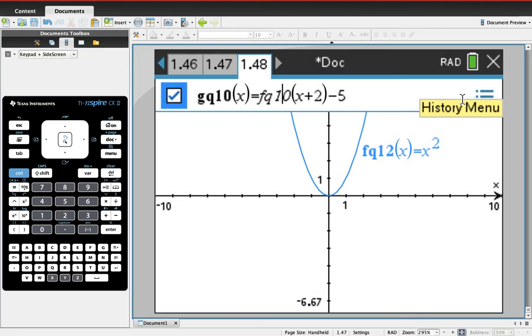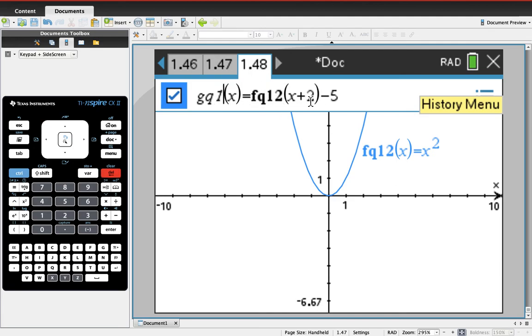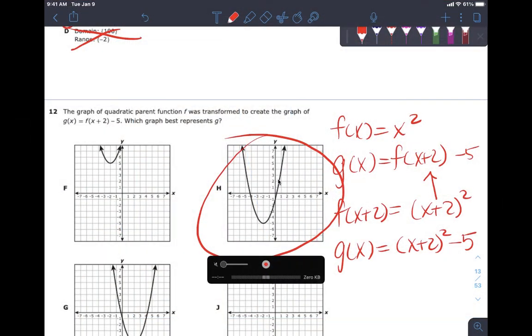Question number 10. Oh, excuse me. This is question number 12. I messed up a little bit here. There we go. All right. So now I can see 2 to the left, 5 down, exactly as I predicted. So we got this one correct as well.